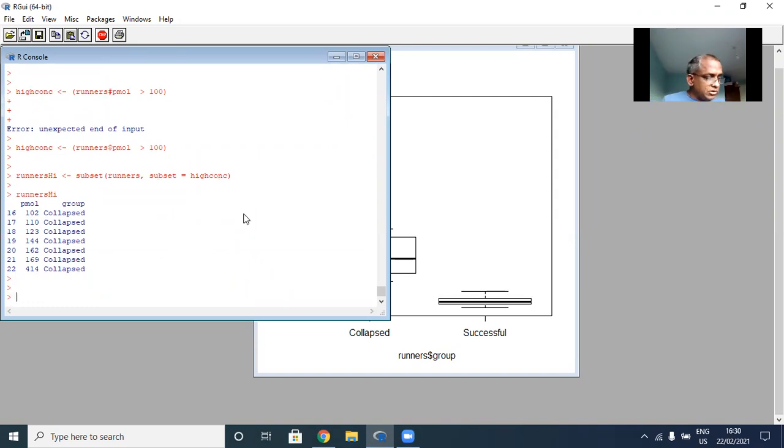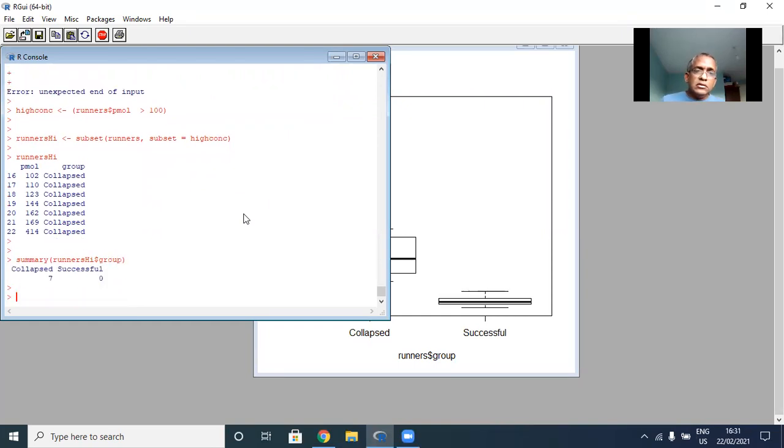Now, if you do a summary of this group, this is what you will get, right? There are 7 people in this subset, and all of them correspond to collapsed, and 0 of them correspond to successful. So you can actually drop this level because there's no one who was successful. So you can drop this level.